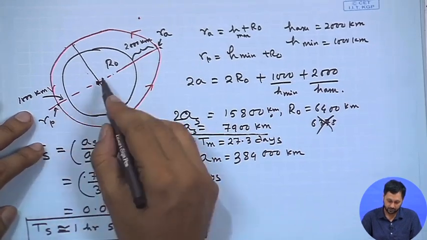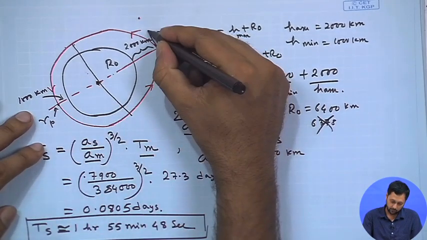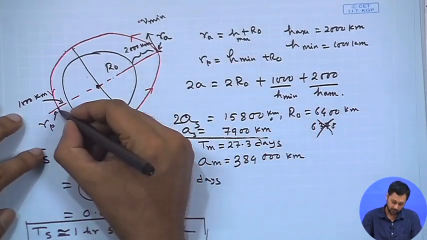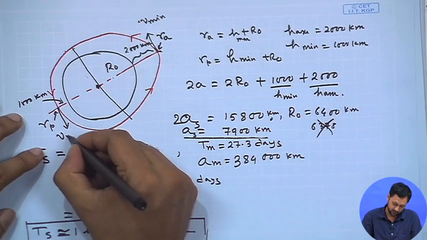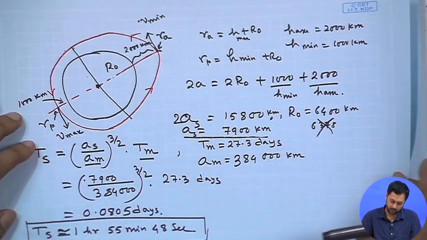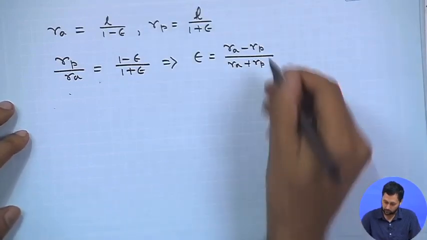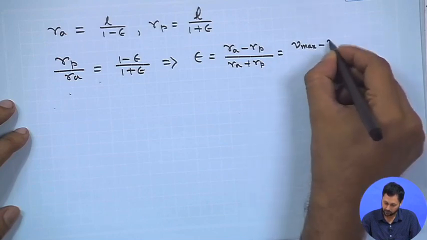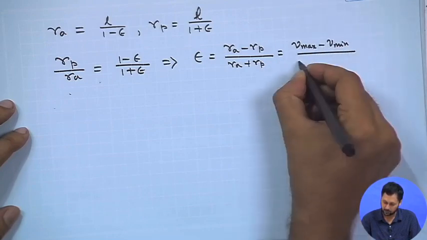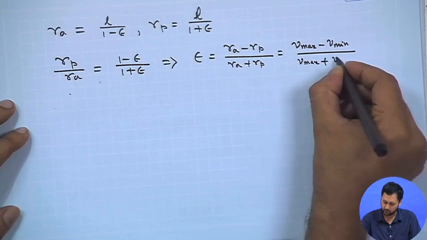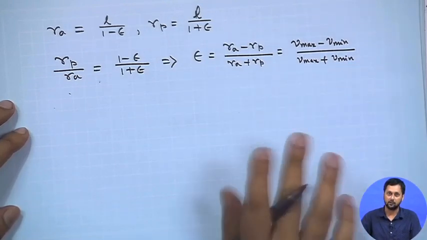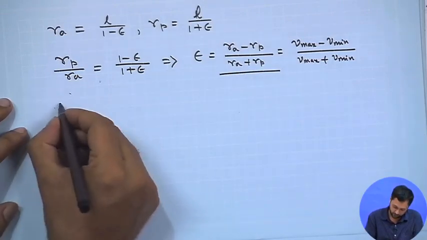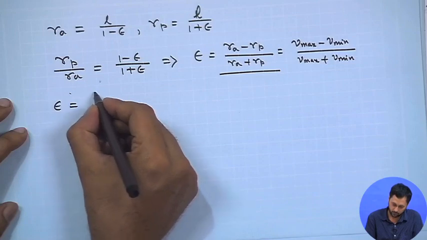So, if you recall, we have a velocity v min at the farthest point and a speed v max at the closest point, and we can also write eccentricity is equal to (v max minus v min) by (v max plus v min). We did that in the class. Okay. So, right now we will be using this equation.